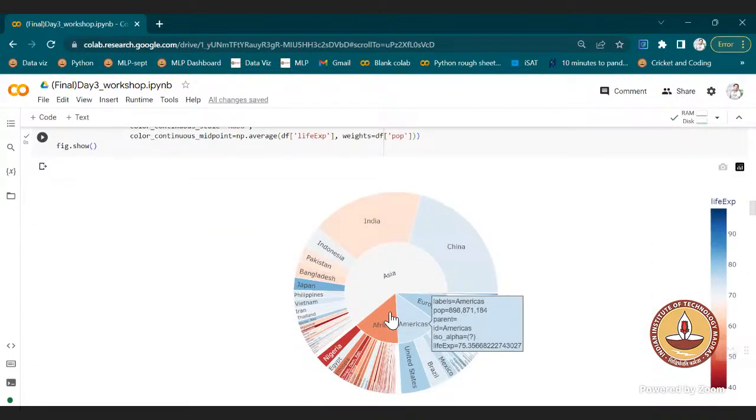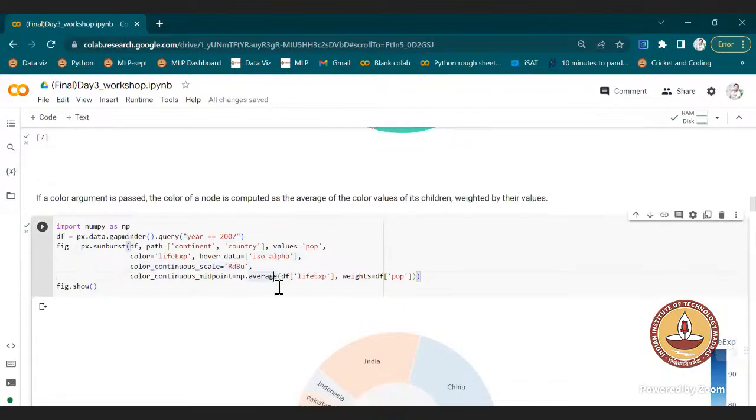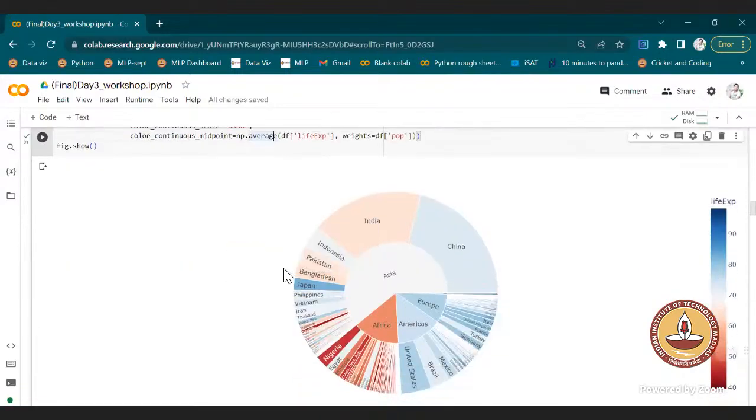And here, this one is the same data set which we used in the first stacked area chart. The same data set we take. It is just that we took the year as 2007 only. We just tried to plot for one particular year.